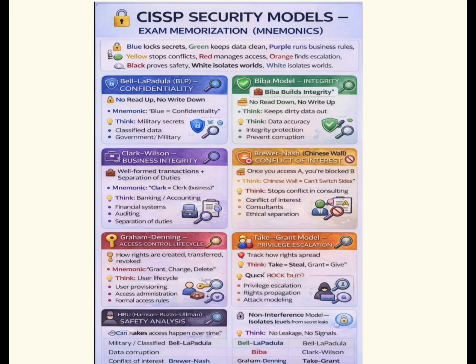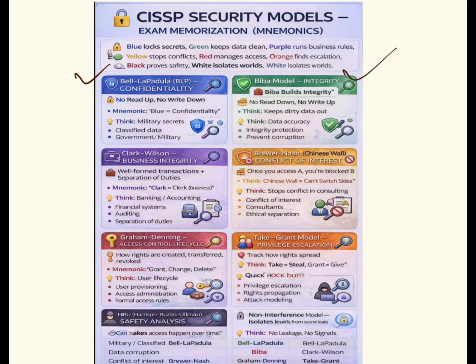So first one is the Bell-LaPadula model. It talks about confidentiality: no read up, no write down. Military secrets. Most of the time it is used in military organizations. It is used for classified data, at government and military level.